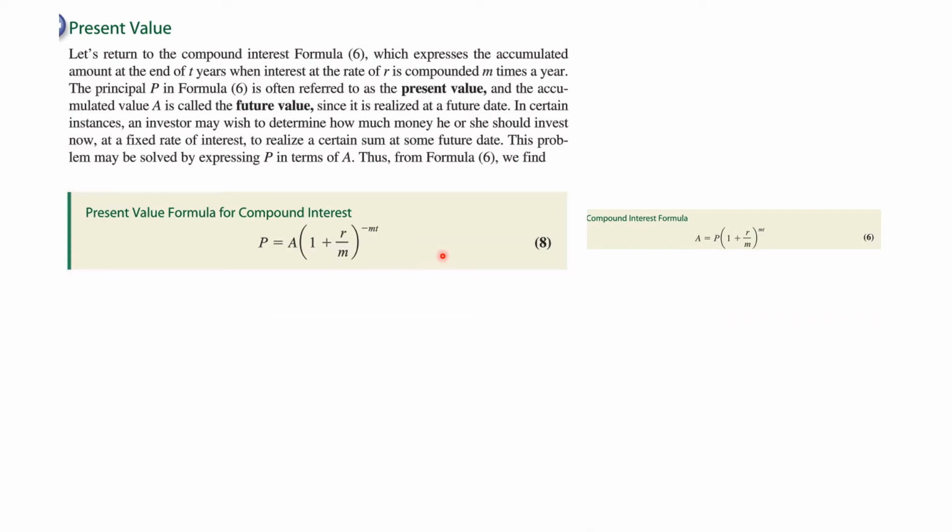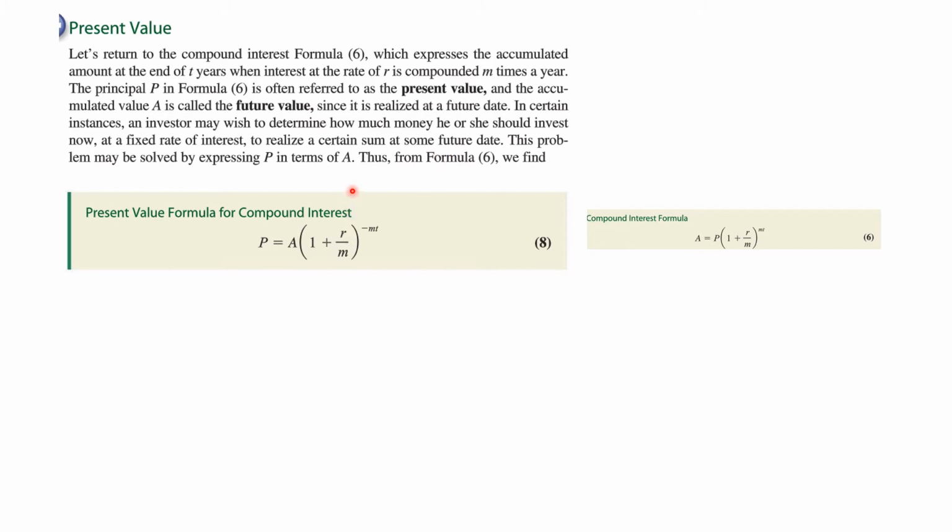Now, we can also talk about the concept of present value. So let's return to the compound formula 6, which expresses the accumulated amount at the end of T years when the interest at rate R is compounded M times a year. So the principal in that formula is the present value, and the A is called the future value. In certain instances, an investor may want to determine how much money he or she should invest now at a fixed interest rate to realize a certain sum at a future date. That's why you're interested in the present value.